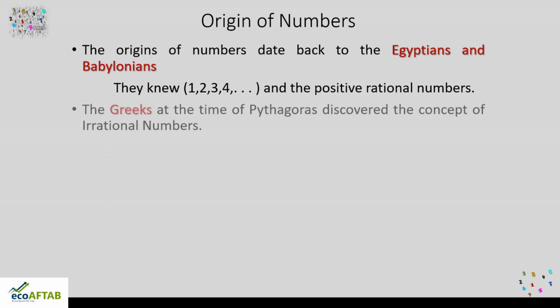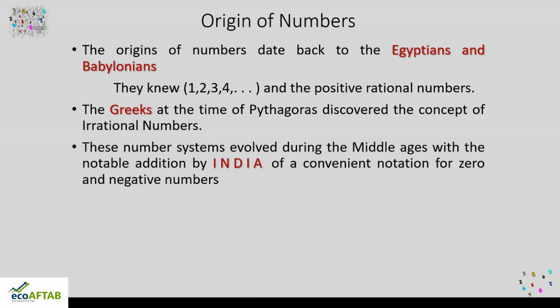Then later on, the Greeks at the time of Pythagoras discovered the concept of irrational numbers. I hope you know Pythagoras, a very famous theorem called Pythagoras theorem, that is, he is from Greece. So moving ahead, the number system evolved during the Middle Ages with a very important contribution by India, that is a convenient notation of zero and negative numbers.